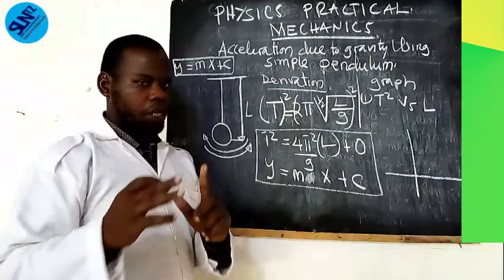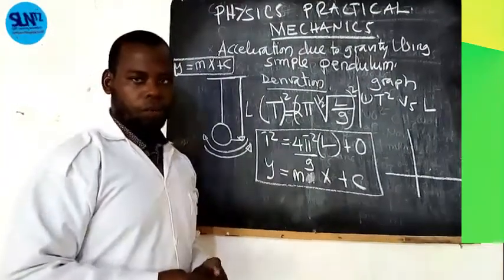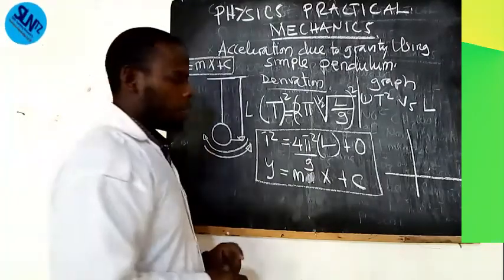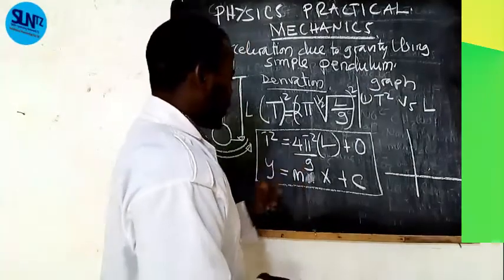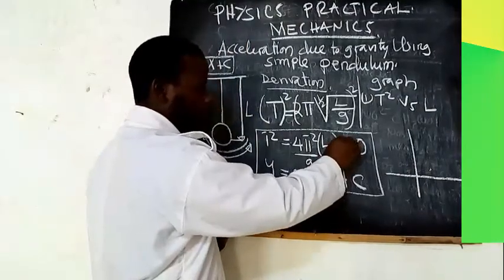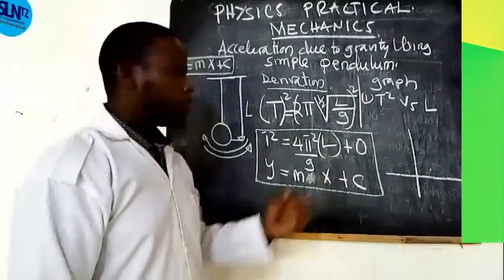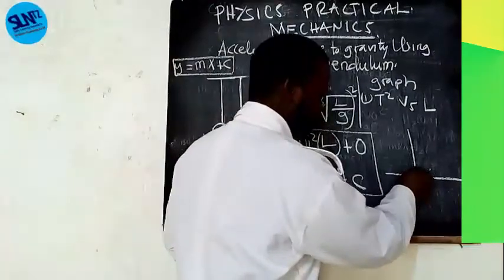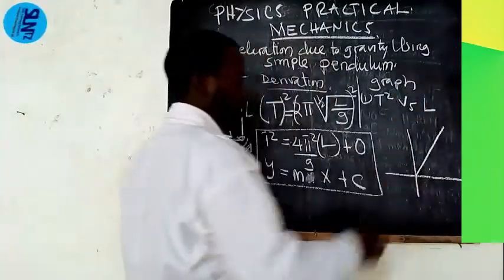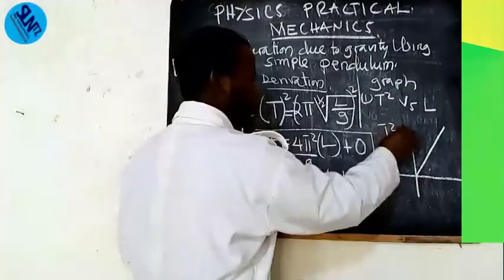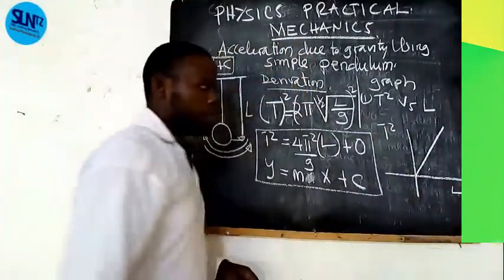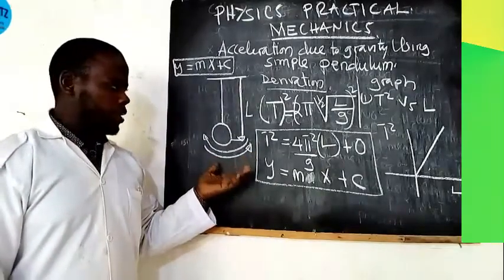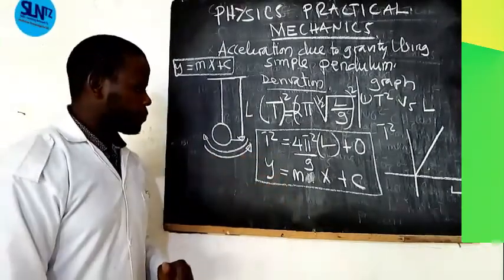And then if it will be straight, how is it going to cut across? The graph will cut at the origin, because there is no number, there is 0. So it means you cut across 0 here. And this is t square, this is L, and that is the nature of the graph according to this setup.